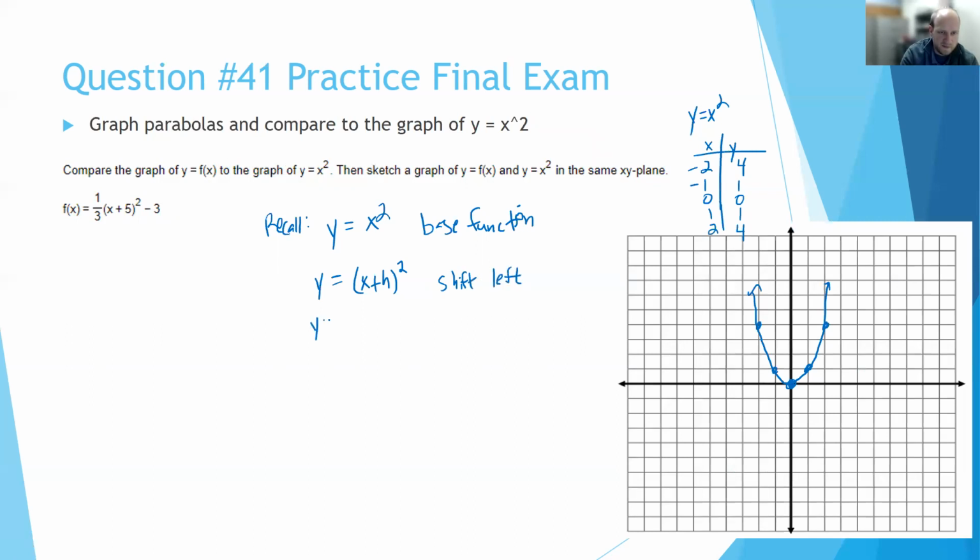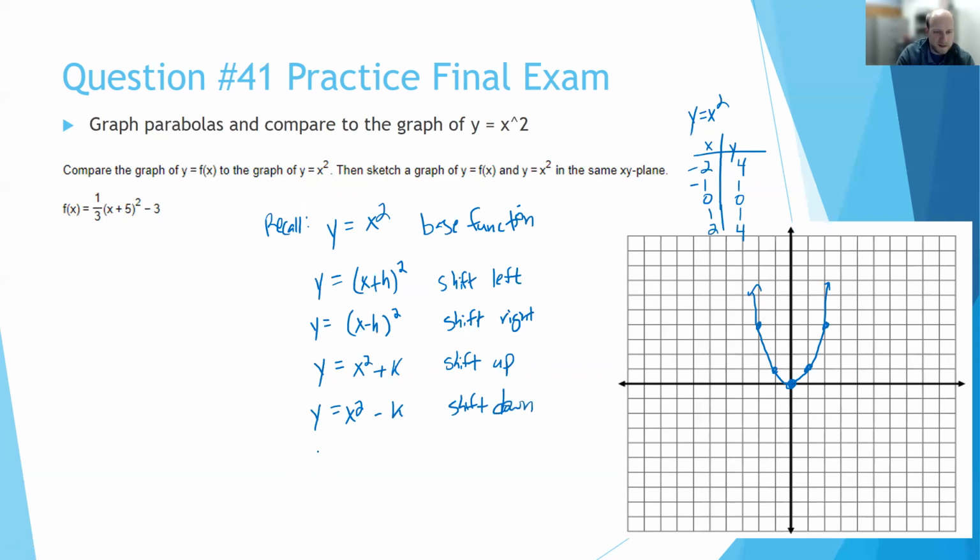If I have y equals x minus h squared, we learned that all the values are going to shift right. If I have y equals x squared plus k, that means the values are going to shift up. If I have y equals x squared minus k, that means all the values are going to shift down.